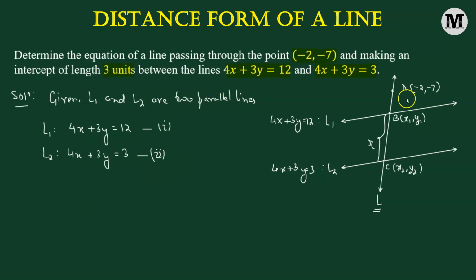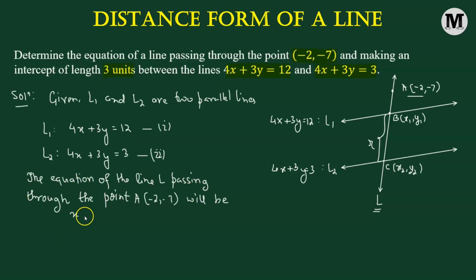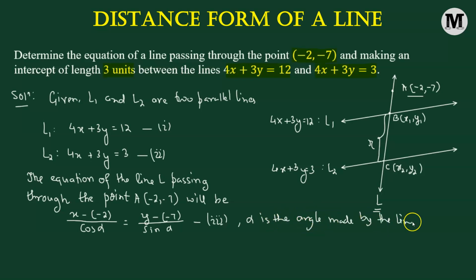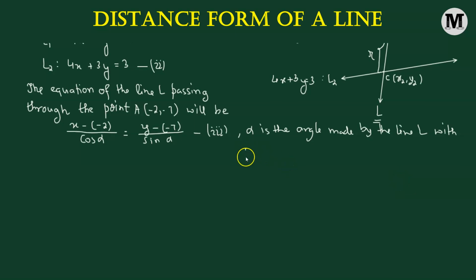Now, the equation of the line that passes through the point A is going to be given by x minus -2 divided by cosine of the angle alpha. Here, alpha is the angle that the line L makes with the positive direction of the x-axis. This is equal to y minus -7 divided by sine of the angle alpha. Let's label this as equation number 3 and also specify what alpha is. So alpha is the angle made by the line L with the positive direction of the x-axis.